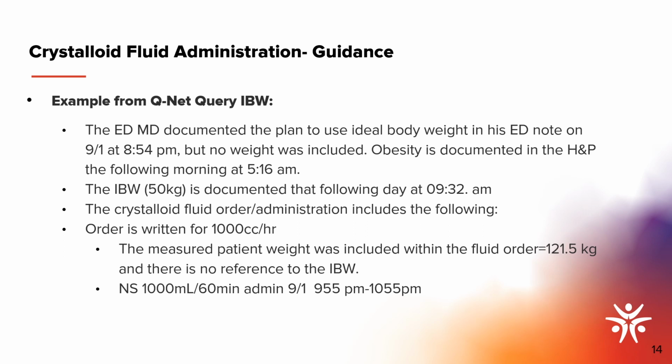The crystalloid fluid order and administration includes the following information. The order was written for 1,000 cc's an hour. The measured patient weight was included within the fluid order at 121.5 kilograms, and there is no reference to the ideal body weight. Normal saline, 1,000 cc's over 60 minutes was administered 9:55 to 10:55 p.m.